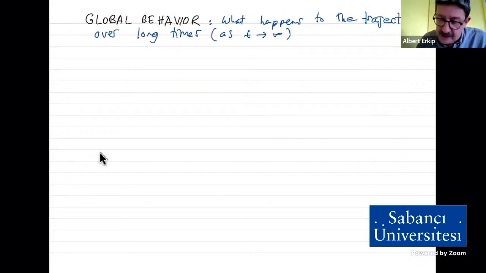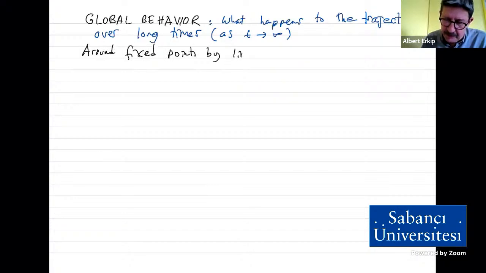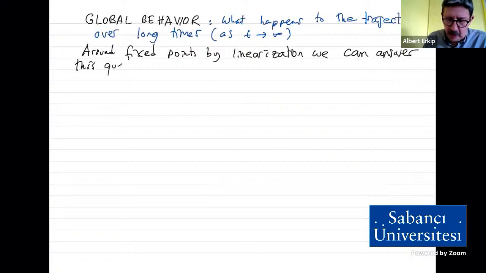Do they exist? Do they not exist? And so on. Now, remember, around fixed points, by linearization, we can answer this question. We did that in the last lecture. By linearization, we reduced everything to a linear system, and by looking at the solution of the linear system, we got the idea of what happens near or around fixed points. But in general, the question is what happens in general.